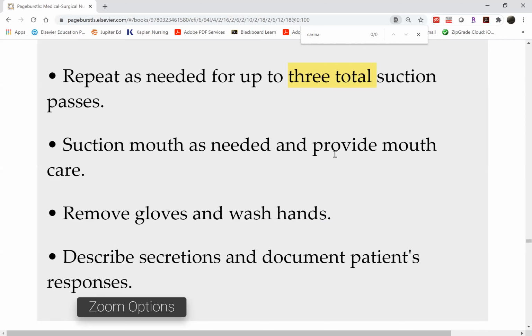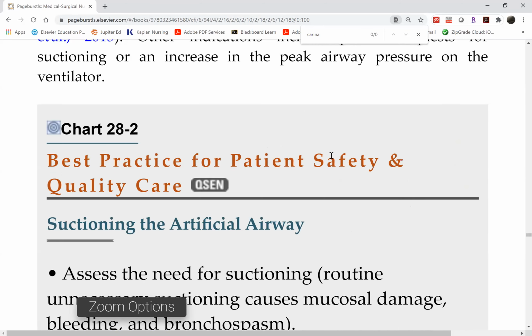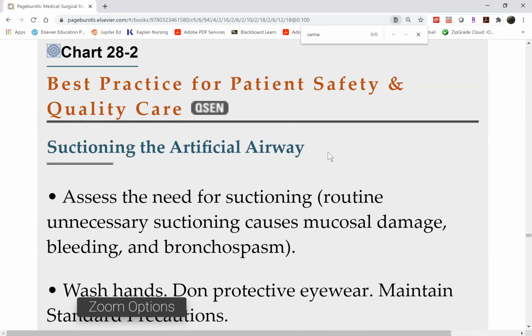No, it's under preventing ventilator-associated pneumonia. So the VAP bundle will give us another chart like this. Okay, so this is chart 28-2.